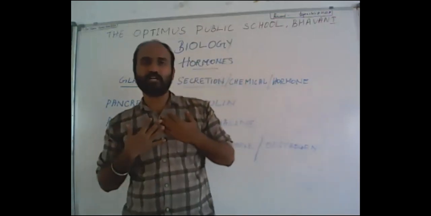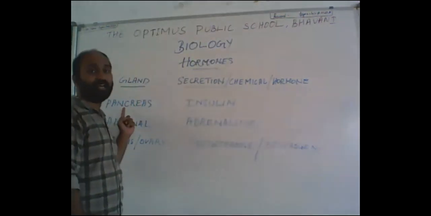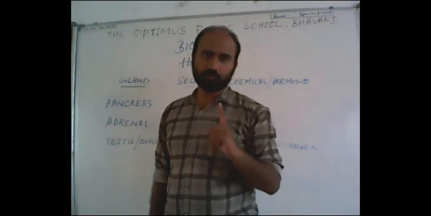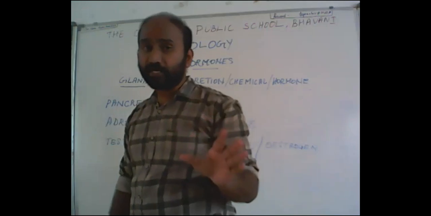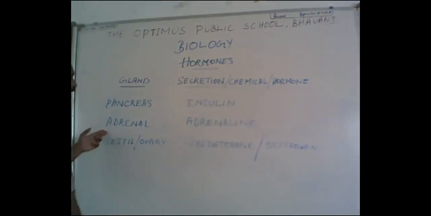Natural insulin is present in normal humans, and it is secreted by the pancreas. Remember that always, very important. What is the role of insulin? It controls the blood sugar level. Right, easy. The second one, the adrenal gland.